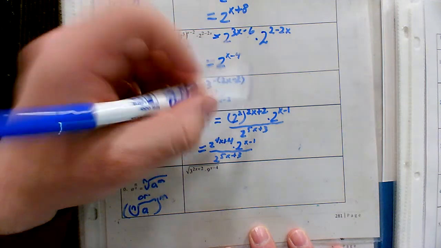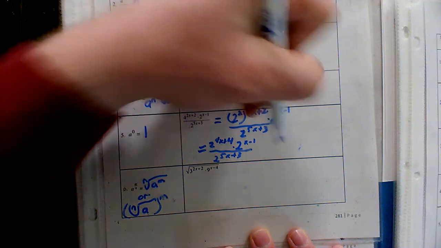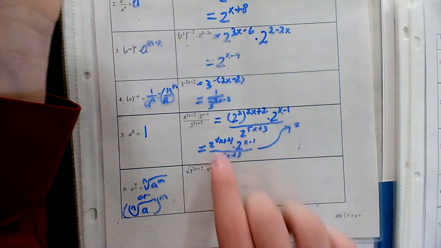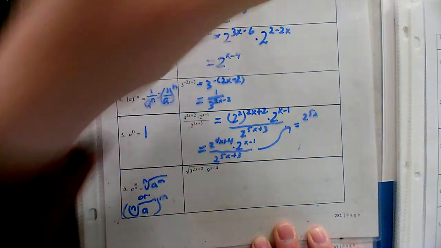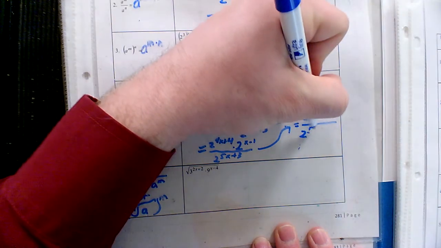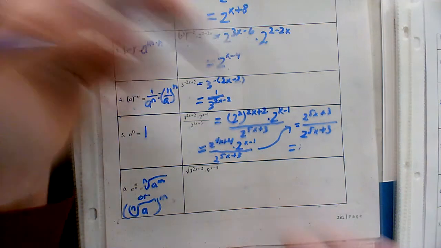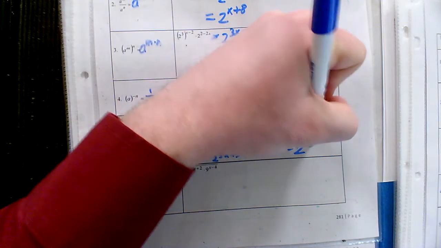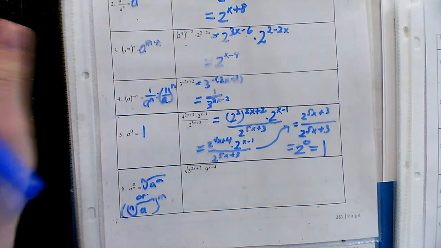Again, I did the power to a power first. Now I have multiplication with like bases. I can add my exponents. So I'm going to go up top here now. If I add the 4x and the x, I get 5x. 2 to the 5x. 4 minus 1, so I'm left with 3. And on the bottom I have 2 to the 5x plus 3. 2 to the 5x plus 3 over 2 to the 5x plus 3. If I subtract my exponents, I'm left with 2 to the 0. And once again, anything to the 0 power is 1.